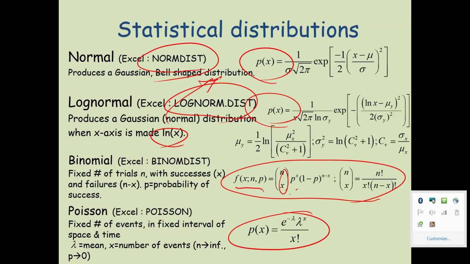This quantity here in the parentheses is just n factorial over x factorial times n minus x factorial, and all that represents is the number of combinations of ways in which the x successes can occur within the n trials.